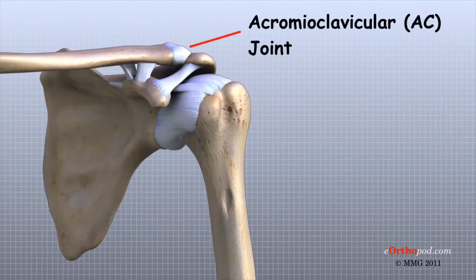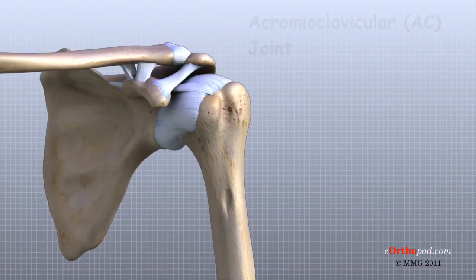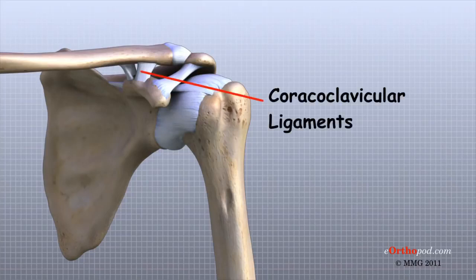Ligaments attach the clavicle to the acromion in the AC joint. 2 ligaments connect the clavicle to the scapula by attaching to the coracoid process, a bony knob that sticks out of the scapula in the front of the shoulder.